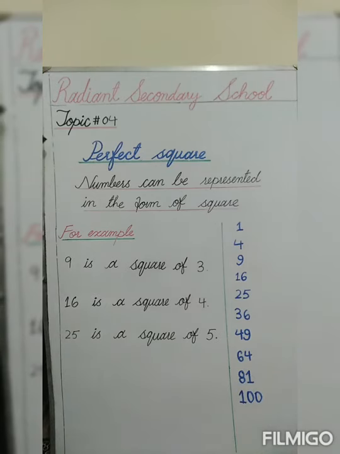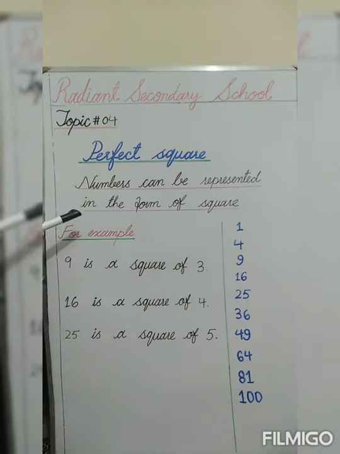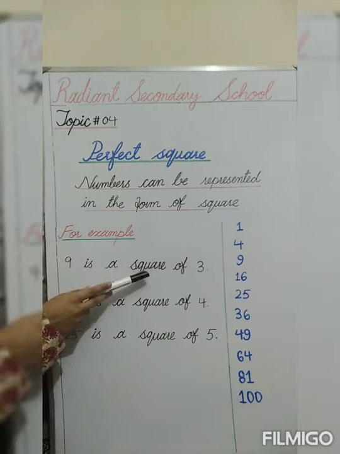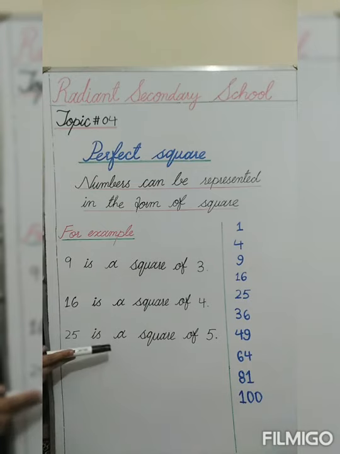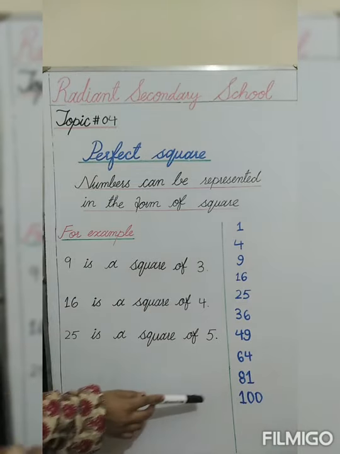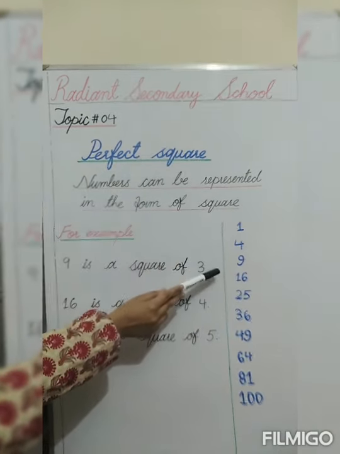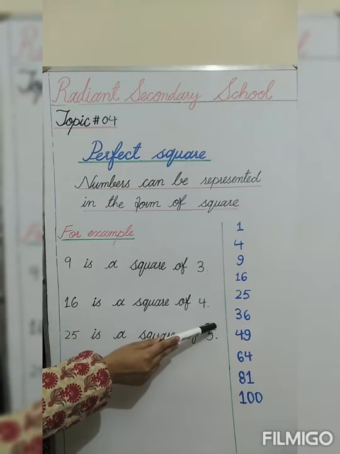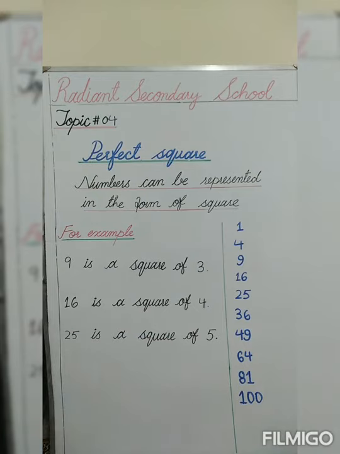Okay class, now next is topic number 4, perfect square. Numbers that can be represented in the form of a square are called perfect squares. For example, 9 is the square of 3, 16 is the square of 4 and 25 is the square of 5. Here I have mentioned a list of some perfect squares: 1, 4, 9, 16, 25, 36, 49, 64, 81 and 100.